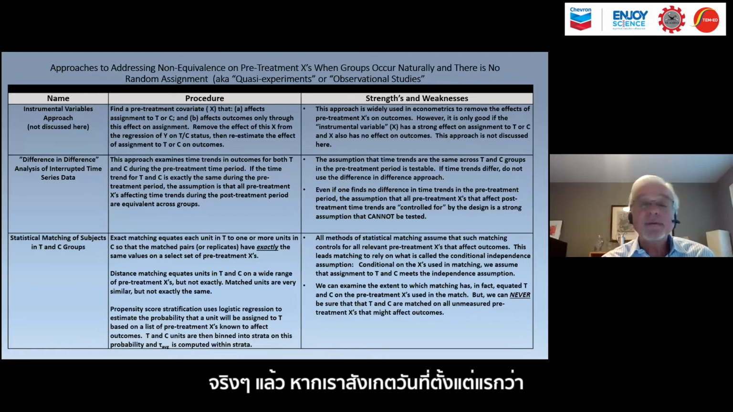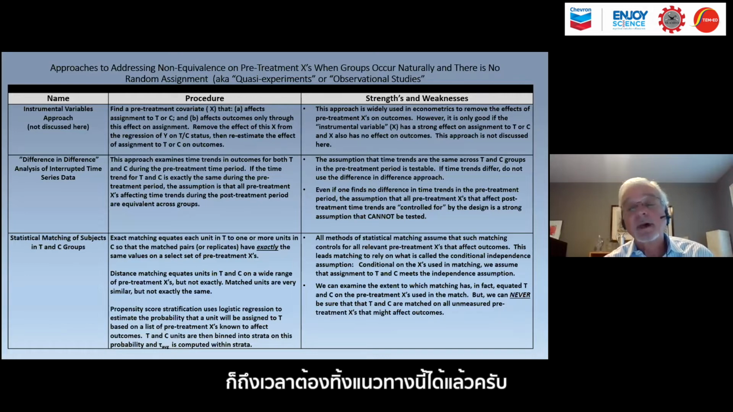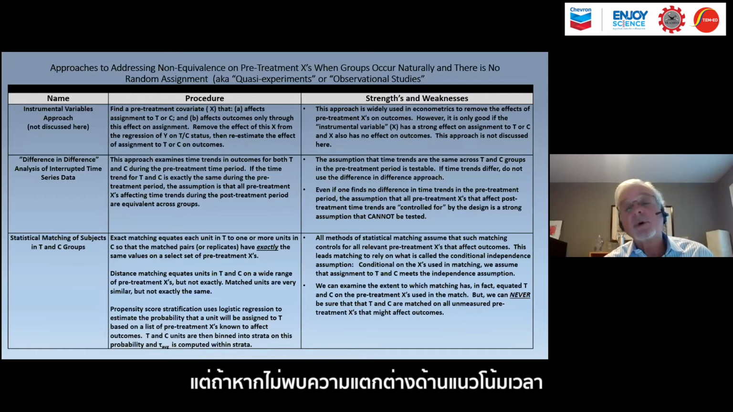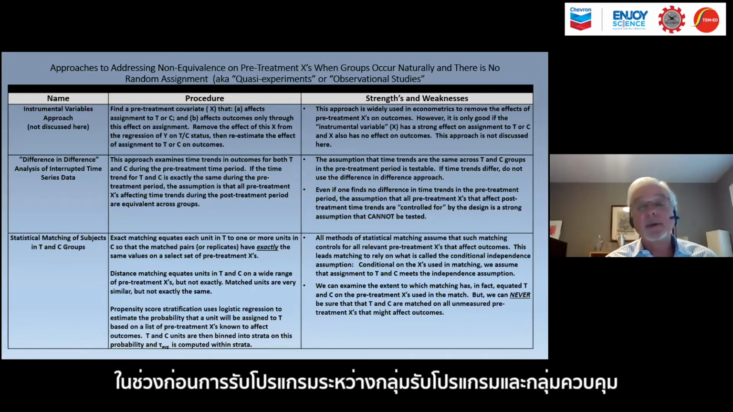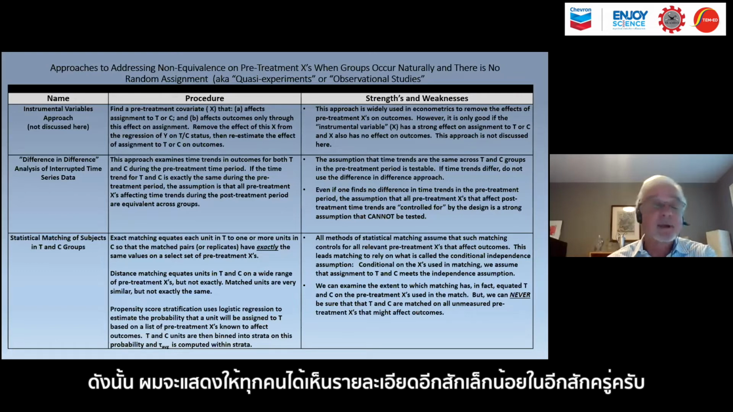Now, if in fact, when we observe the data initially, the time trends are not the same across treatment and control in the pre-treatment period, it's time to dump this approach. But even if one finds no difference in time trends in the pre-treatment period between treatment and control, it's not a guarantee that the assumptions of this model have been met. So I'm going to show you that in a little bit more detail in a minute.